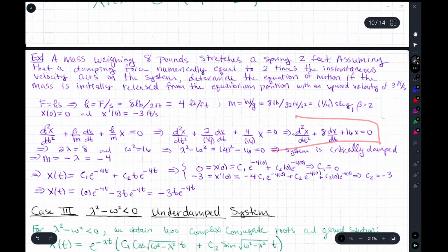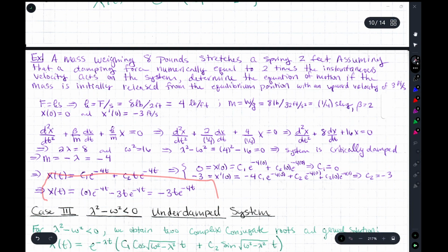Looking at this differential equation, we see that lambda squared minus omega squared is equal to 0. And so the system is critically damped. And here goes our general solution. We fix the constants by the initial conditions. Okay, we just apply the initial conditions, and we obtain C1 and C2 there. And we get our solution.